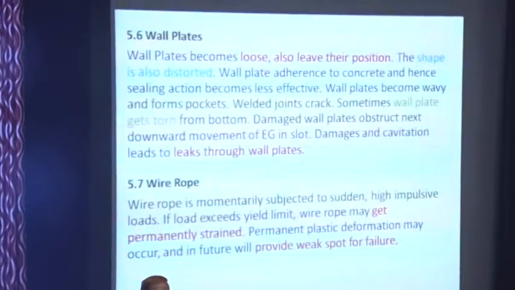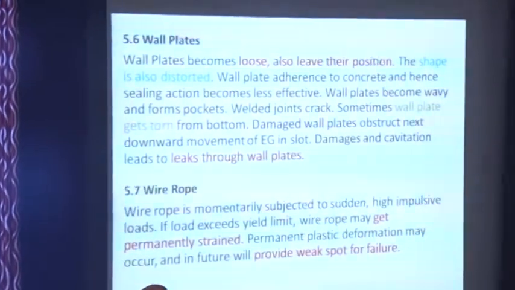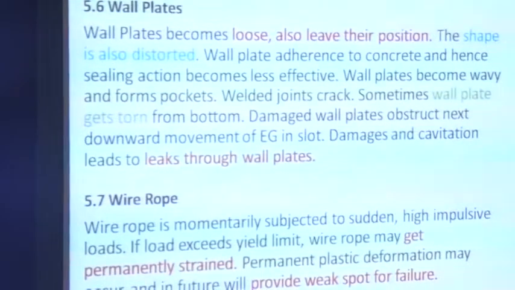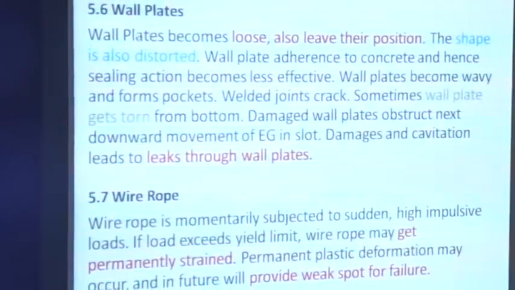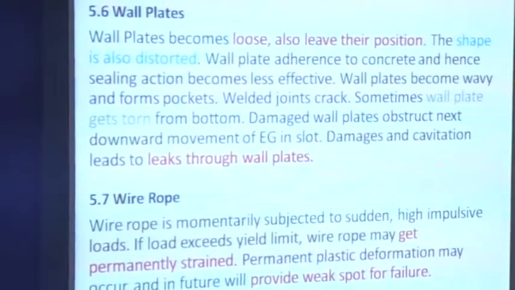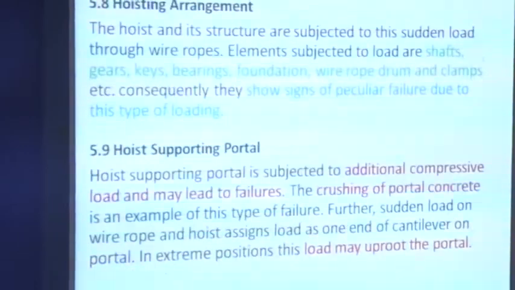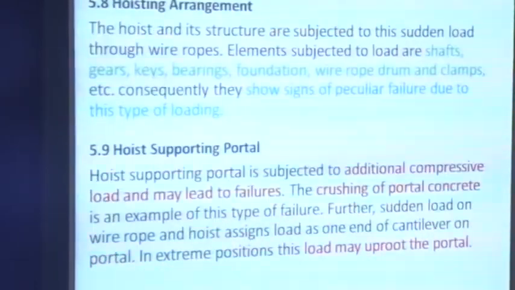Wall plates will leave their position. Wire rope will get unduly stretched. If it crosses its elastic limit, then it is permanently damaged. It will also provide a weak spot for failure.